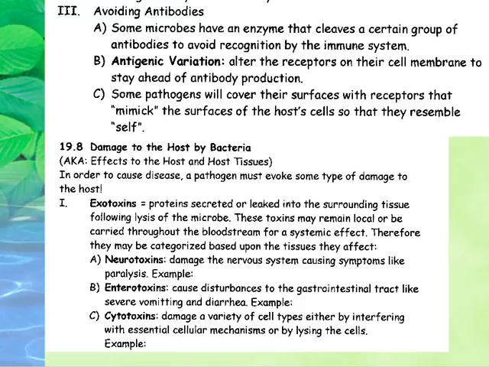So this is going to be effects to the host and host tissues. In order to cause disease, a pathogen must evoke some kind of damage. So they can release exotoxins. And you can read about exotoxins, but there are different types or categories. Neurotoxins are toxins that are released to damage the nervous system. Okay? Enterotoxins cause disturbances to the gastrointestinal tract, like severe vomiting and diarrhea. Cytotoxins cause a variety of cell types to be damaged, either by interfering with their cellular mechanisms or literally just flat out lysing the cells and causing them to explode.